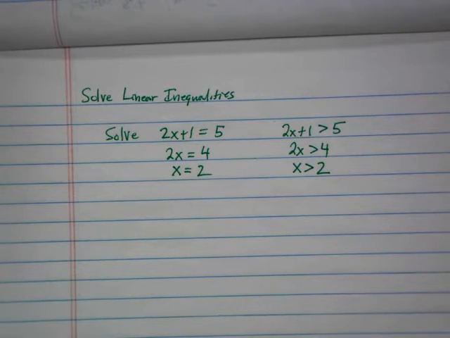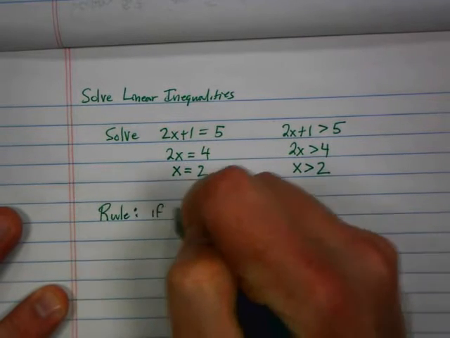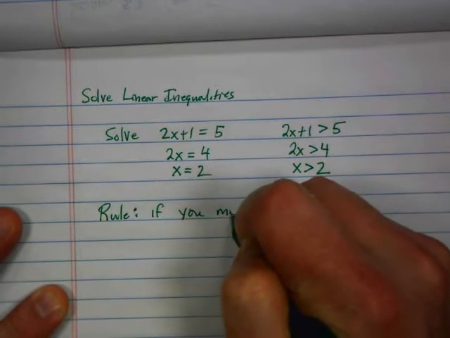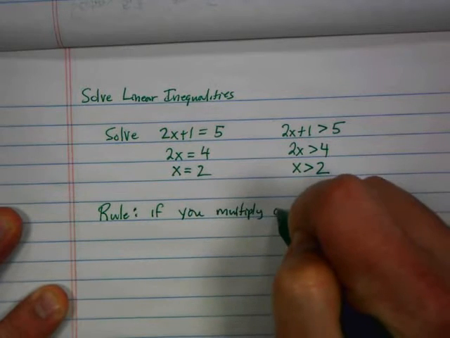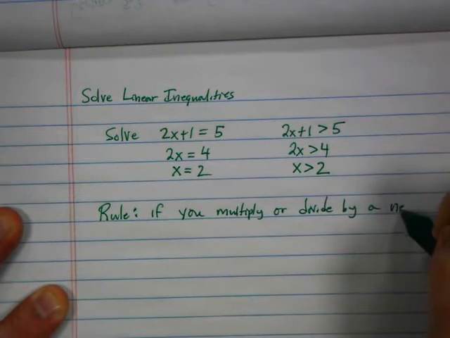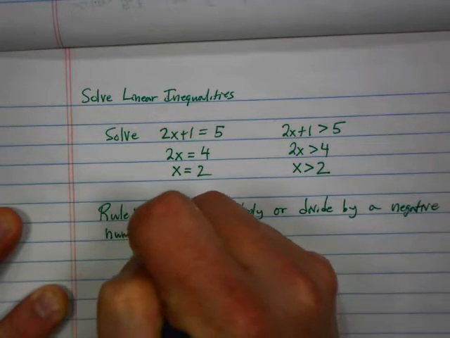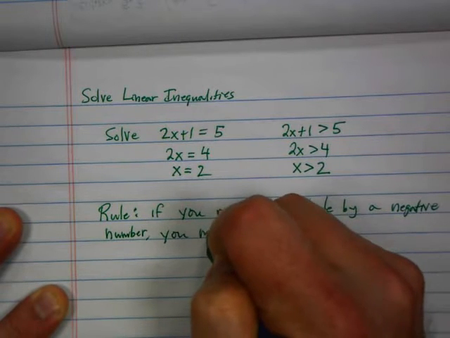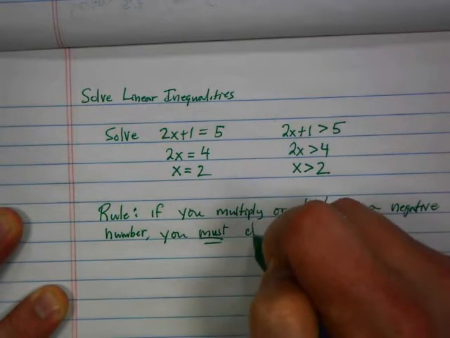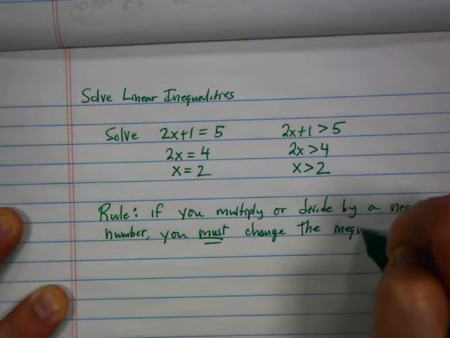Well, it can't be quite that easy, right? There's one little trick, one little rule. If you multiply or divide by a negative number, you must change the inequality symbol.